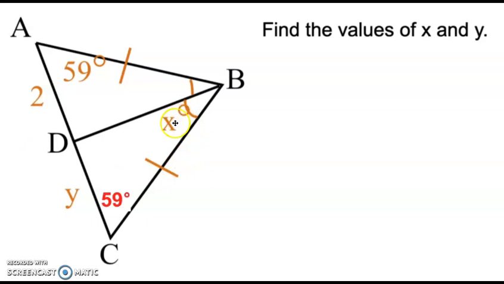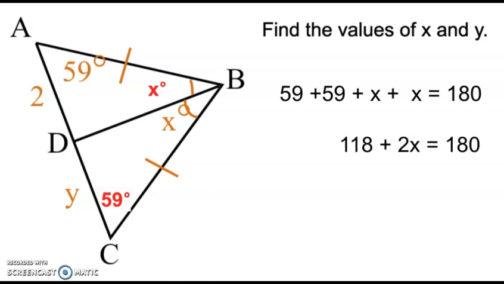Now, to find x, this angle and this angle are both x, and this angle plus these two add up to 180 degrees because it's the interior angles of a triangle. So we add all them up and set it equal to 180. So we get, when we combine like terms, 118 plus 2x equals 180. Subtract 118 from both sides, we get 62. Divide by 2, and we get x is 31.